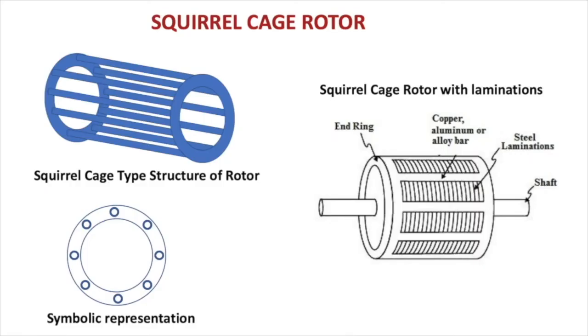The squirrel cage rotor, if we see after removing the laminations, looks something like the cage of a squirrel, hence the name given to the rotor. The symbolic representation required for schematic diagrams is a circular section with round conductors embedded in it. If you look at the squirrel cage rotor with laminations, this will be the structure on the right side of the screen. You can see the end ring, the aluminum bars and the steel laminations mounted on the shaft.